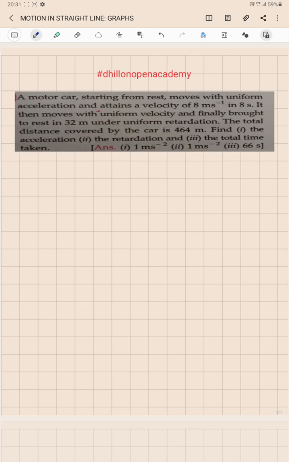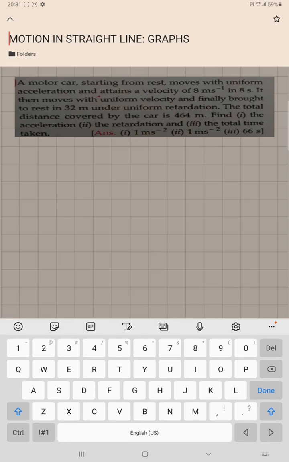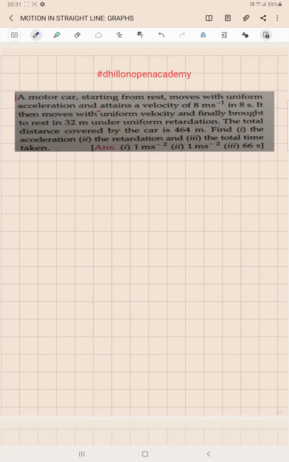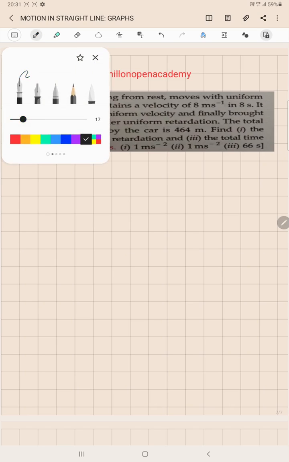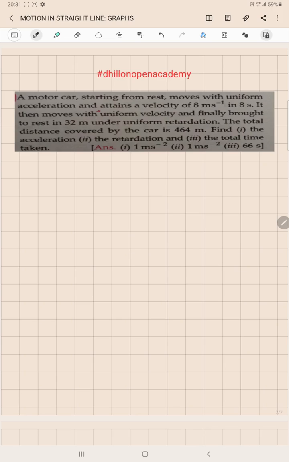In this case, we are not given the graph, but we have to plot the graph from the available information. Because they are talking about uniform acceleration, this means it is a velocity time graph. So this graph will look something like this. Here we have the time on the x-axis and velocity on the y-axis. So we divide into different sets and we will draw the graph.